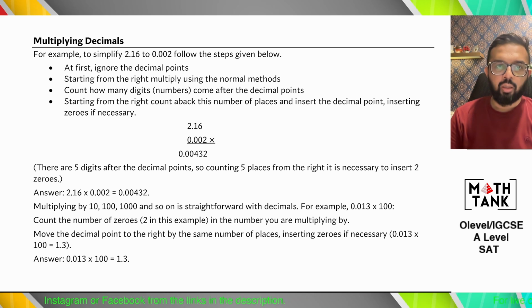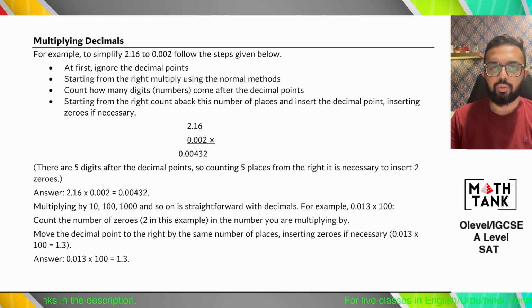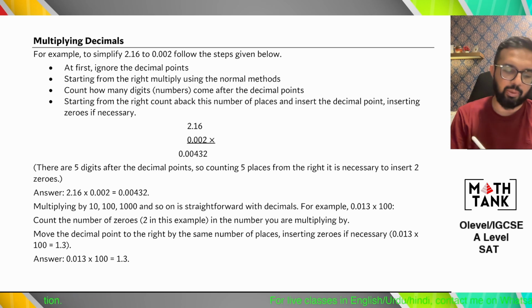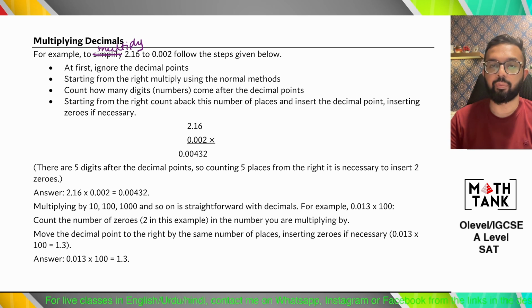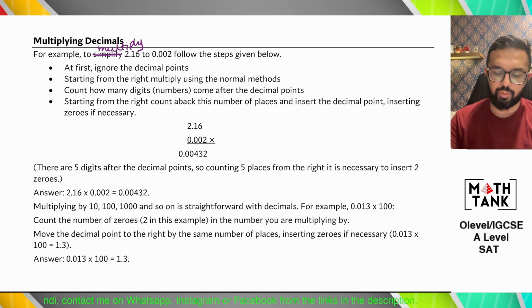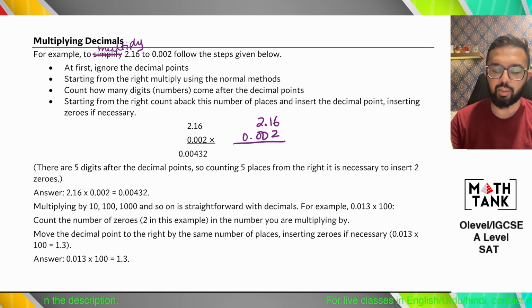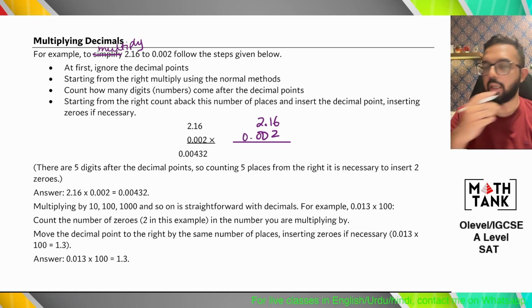Okay. Then you have multiplying decimals. For example, to multiply 2.16 by 0.002, follow the following steps. At first, ignore the decimal points. So what you are basically doing is you're thinking about multiplying 216 with just 2. There's just one number, that's 2. So you're trying to multiply with that.